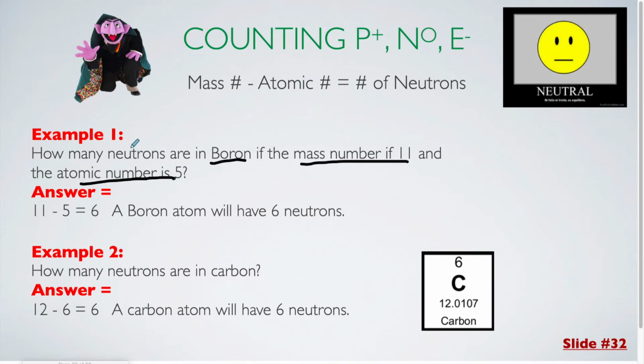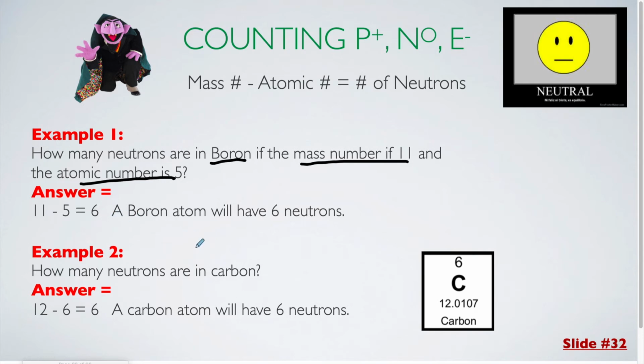And here, we're actually just trying to find the neutrons. So if I know my protons and neutrons together are going to be the mass number of 11, and I subtract away my number of protons, which is the atomic number, 5, 11 minus 5 is 6. So there is math involved, but definitely not complicated math.